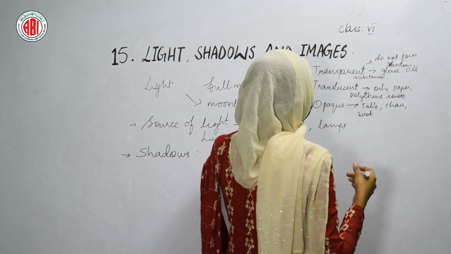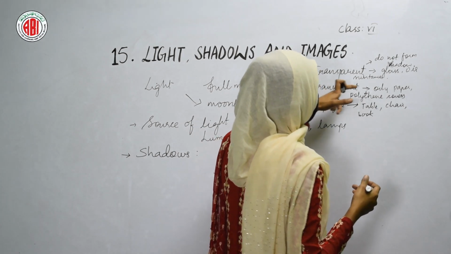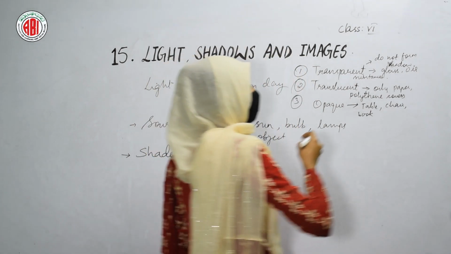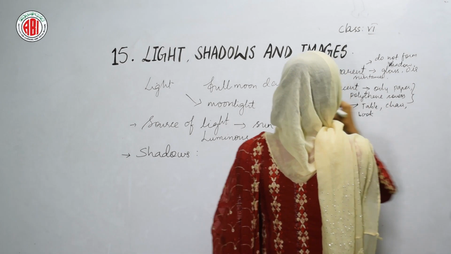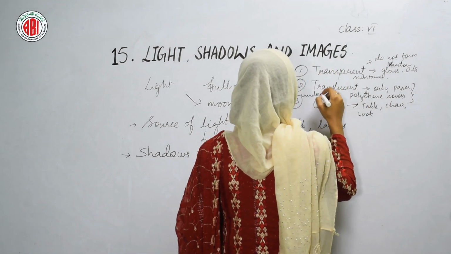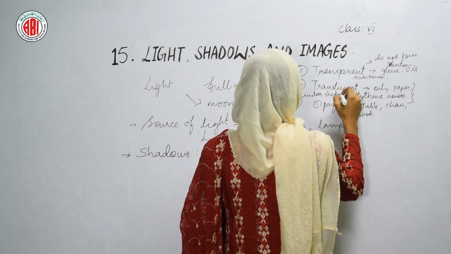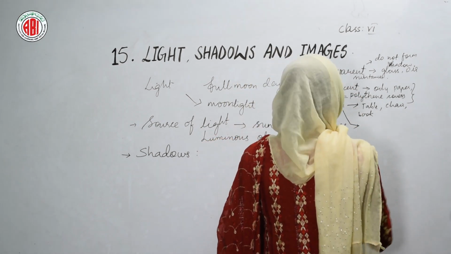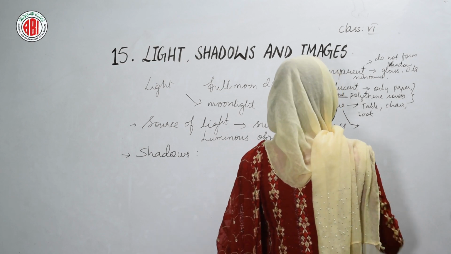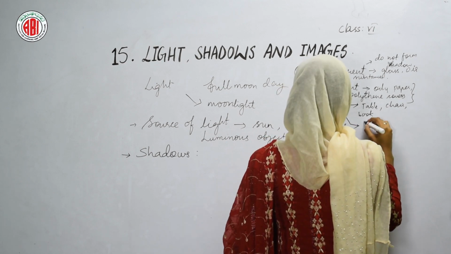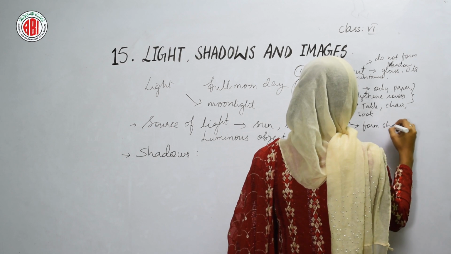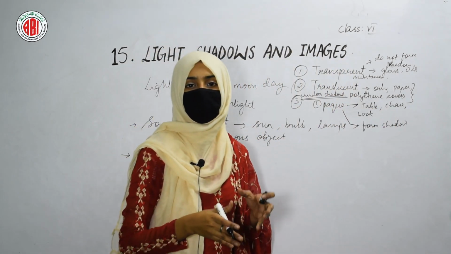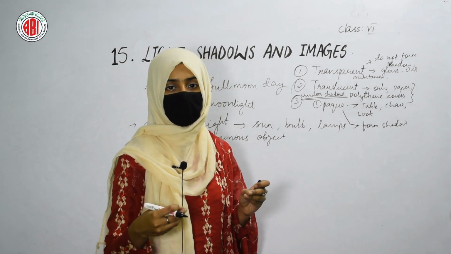But when you see objects like polythene covers or oily papers in the presence of light, you can see unclear shadows. These are the substances that form unclear shadows. And opaque objects are the substances which do not allow the light to pass through them, so these are the objects that form shadows. When you keep a book in front of light, you can see the shadow which forms on a screen.